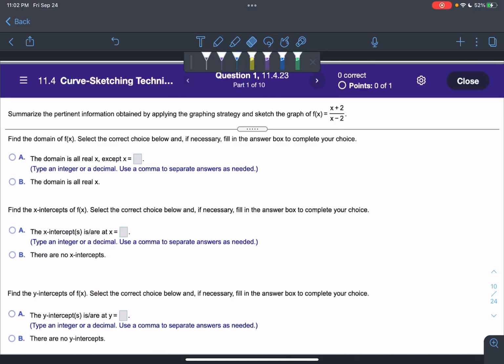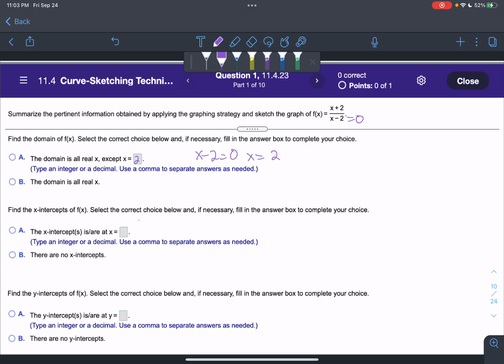Okay, so now we have a function, x plus 2 over x minus 2, and we want to find as much as we can about it. First, let's start with the domain. Domain is all real numbers except for what number? It's when x minus 2 is equal to 0, because we have that divide by 0 issue. And so that's when x is equal to 2. You just solve for x minus 2.